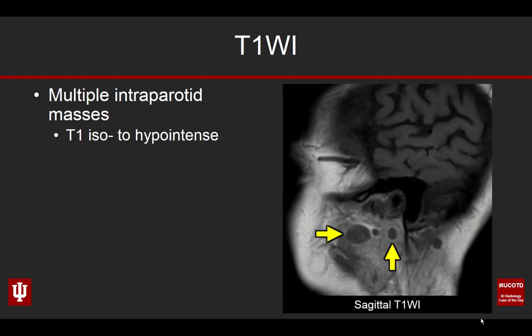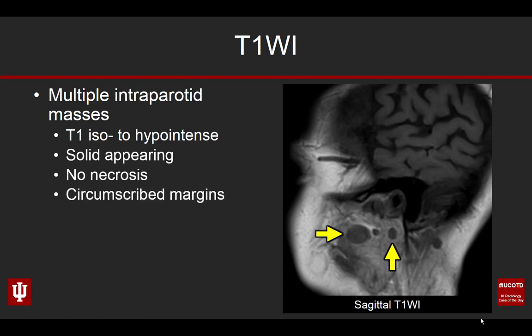All right, let's move on to our sagittal T1 weighted image. Again, we see there are multiple intraparotid masses. These are T1 iso to slightly hypointense relative to the brain. I mean, it's tough to make a comparison. What's our reference standard? But they're certainly hypointense relative to the parotid tissue. They're solid appearing. We don't see any areas of necrosis. These have very circumscribed margins. You could take a pencil and trace the margins of this. It doesn't look infiltrative.